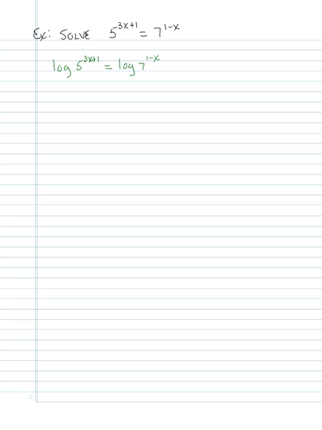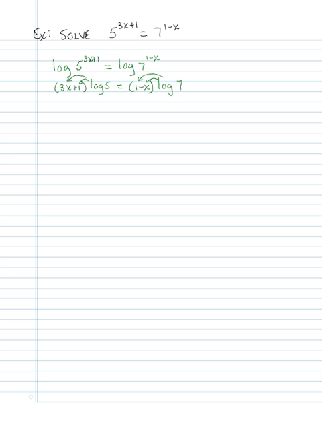Okay. Now, after this step, we can use law 3, and we can write the exponent 3x plus 1 as a factor in front of logarithm of 5. And in a similar fashion, we can bring the exponent down and write it as a factor in front of the logarithm of 7. Now, here's what we're going to do: we're going to multiply this logarithm of 5 out, and we're going to multiply this logarithm of 7 out. We're going to distribute it.